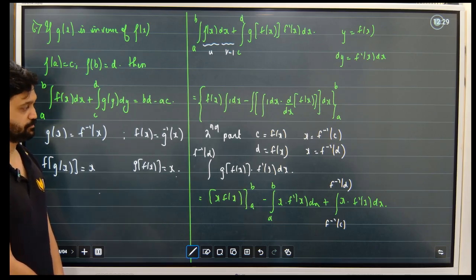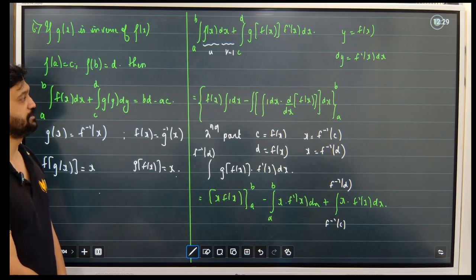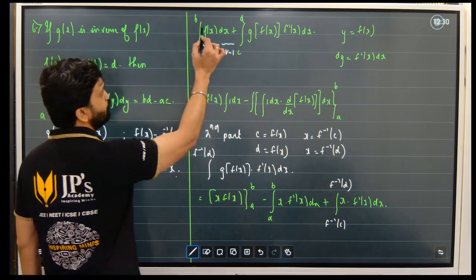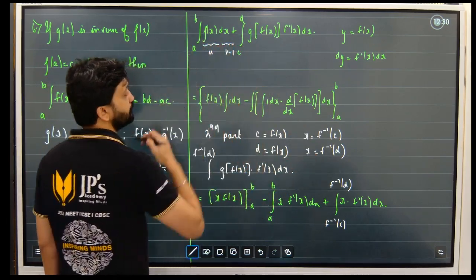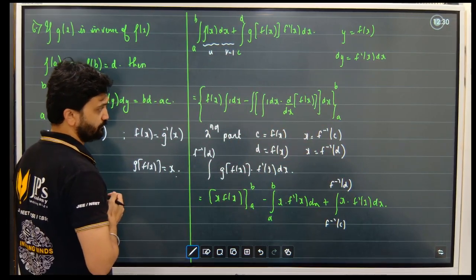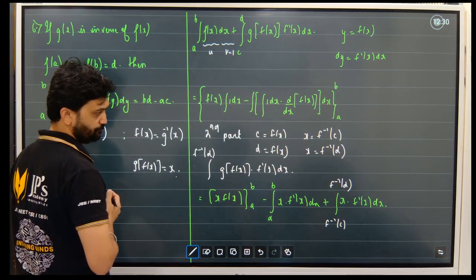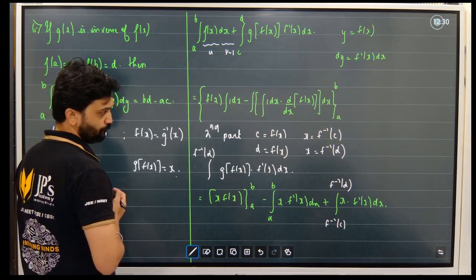If I substitute, what is f inverse d and f inverse c? Because my limits are a to b and c to d. It is x, and x is also c as f of x. We can take c as f of x. So what will happen then? Then x will come.